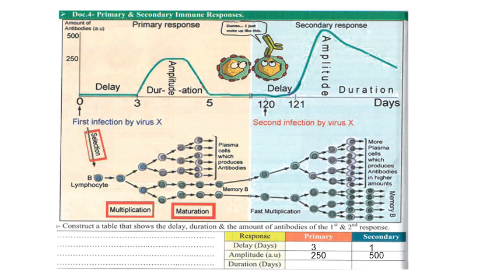Duration of the primary is 2 days, from 3 to 5, whereas the secondary is long-lasting. The title is a table comparing the primary and the secondary immune responses.